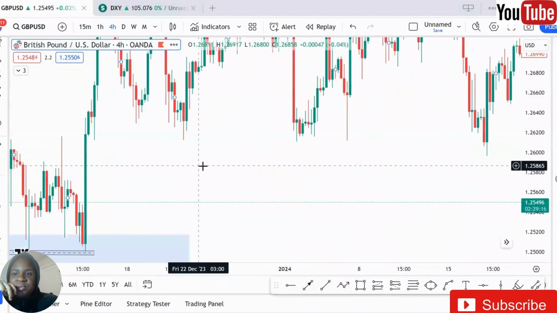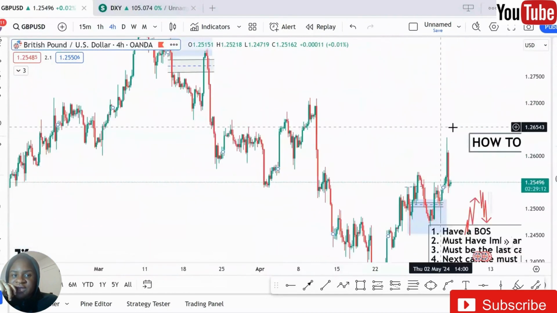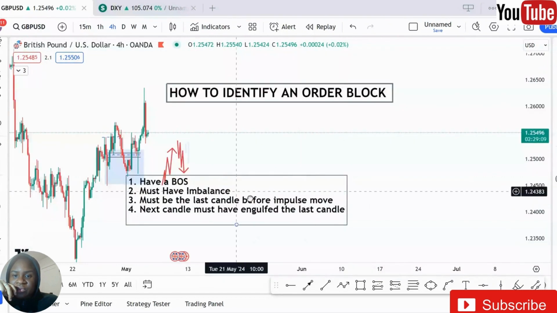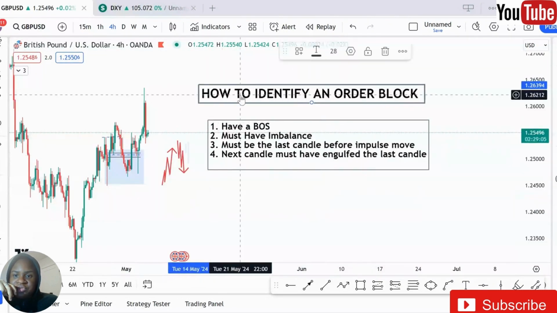I hope these examples were more explanatory to you. The rules and regulations on how you can find an order block are here. Take note of it very well, and this is how you can get a valid order block for your trading.